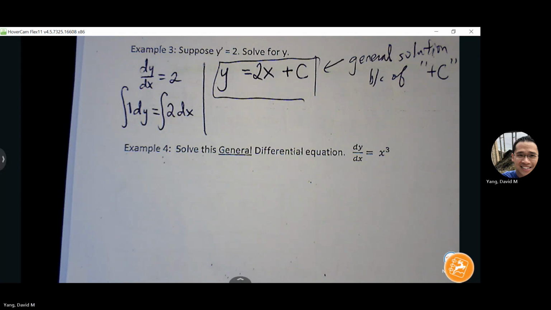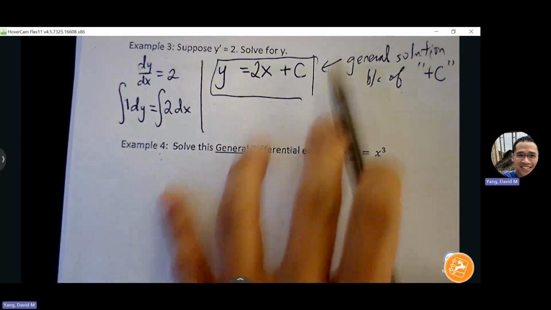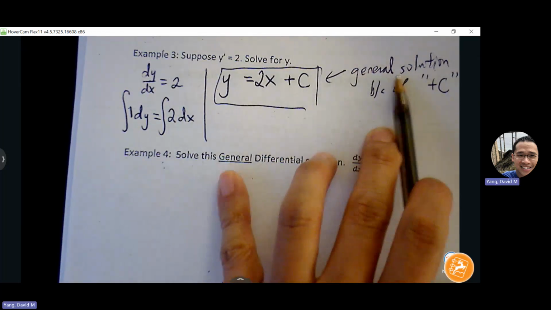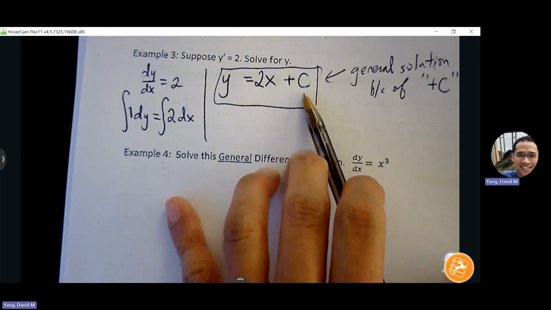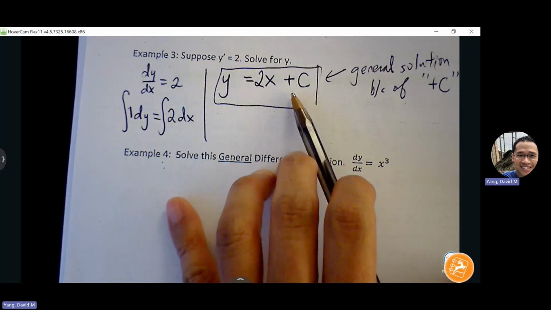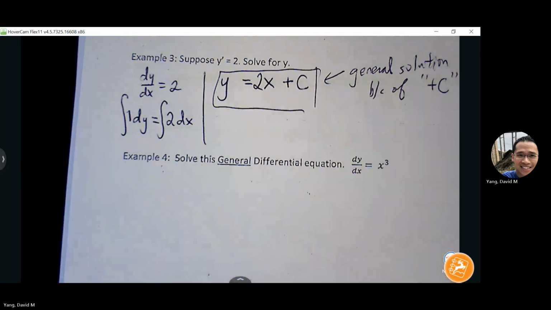I just wanted to show you that when I ask you for a general solution, you're going to leave that plus C there. Do you always add plus C to the right? Yes, just always add plus C to the right. Good.